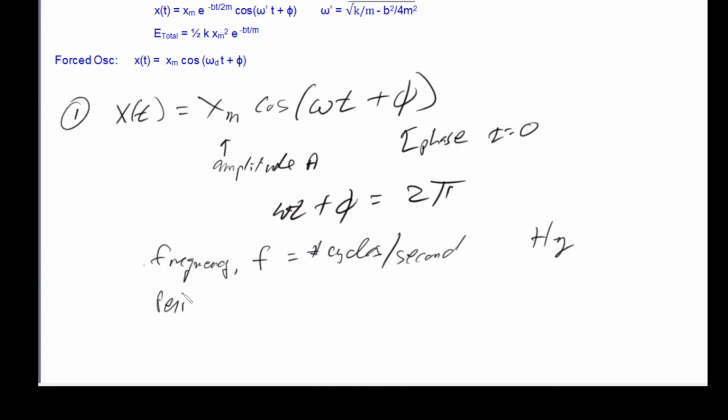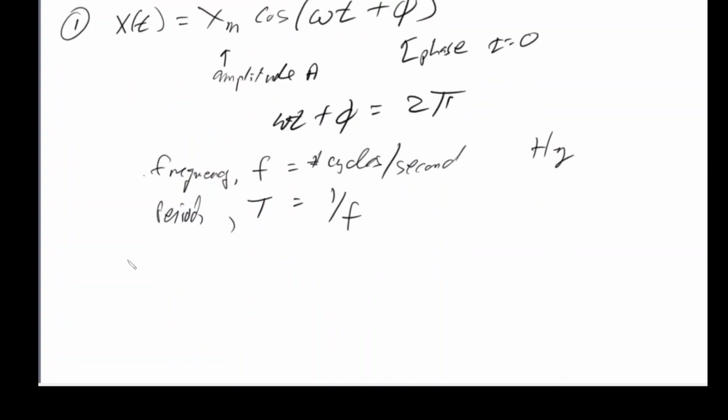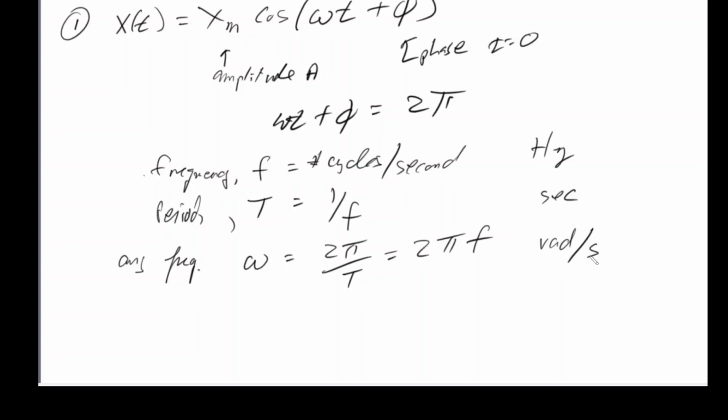The period, or T, is equal to the time it takes to do 1 cycle, and that's equal to 1 over the frequency. And the angular frequency, omega, is equal to 2 pi over T, which is also equal to 2 pi f. And the unit for period is seconds, and the unit for omega is radians per second.